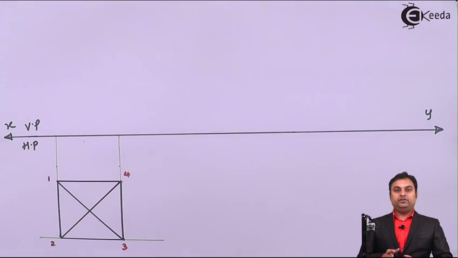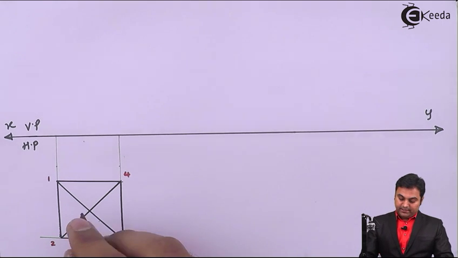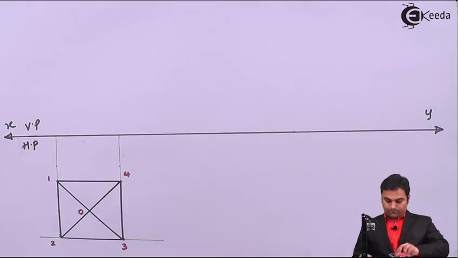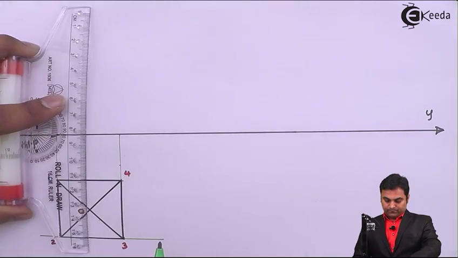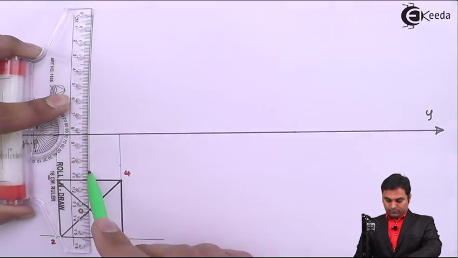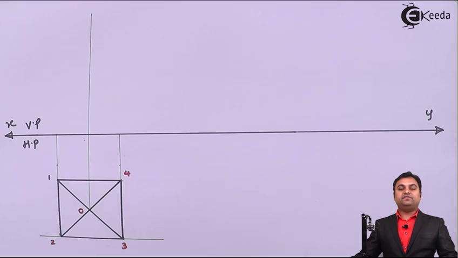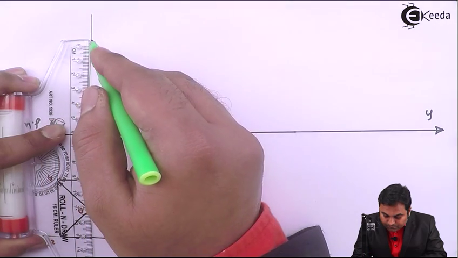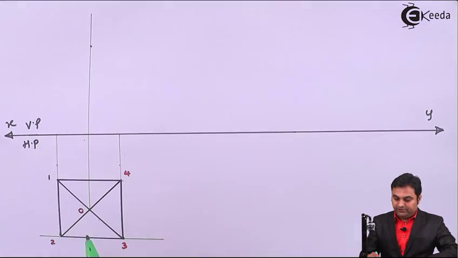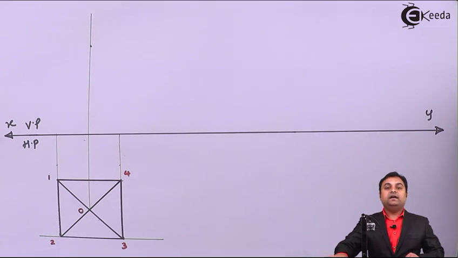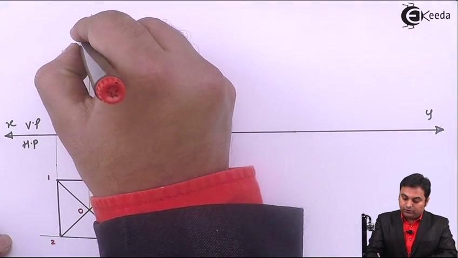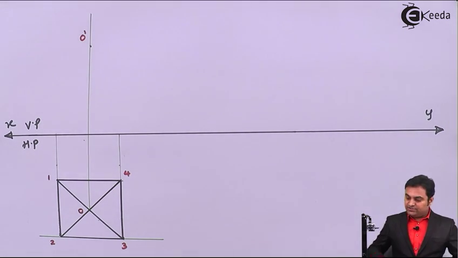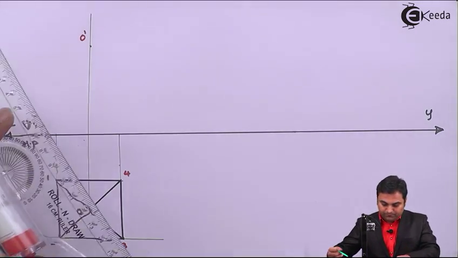After that I will be drawing the front view, projecting the points upwards, and here there is an apex which is point O. The height of the apex is given as 60 mm, so I'll mark 60 over this. The apex is seen as a point in the top view and it will be seen as a line in the front view with point O dash. Now here I will be joining these edges to complete the pyramid in the front view.